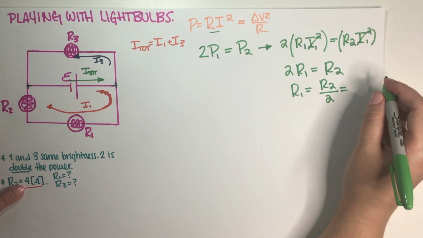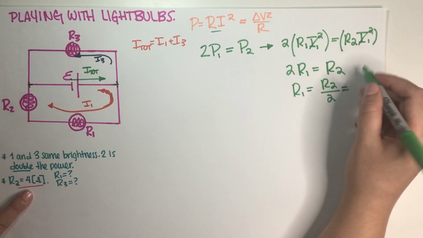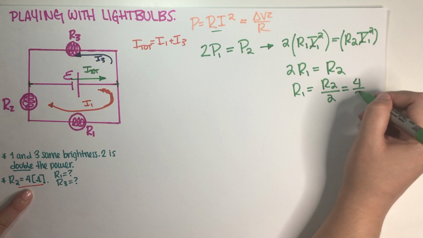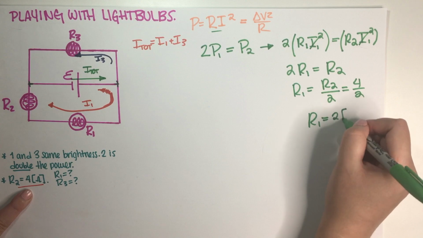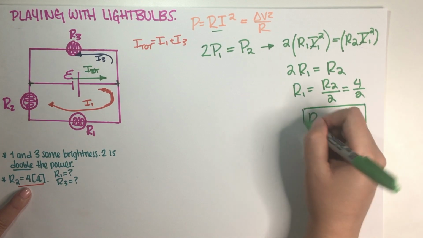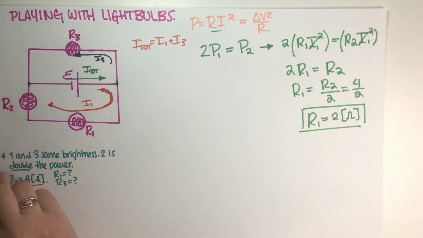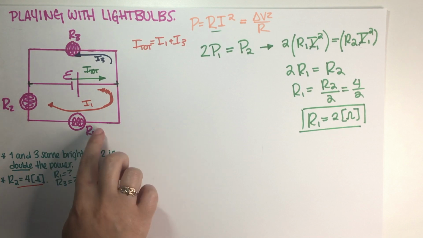And we do have the value for R2, which is equal to 4. So this is just 4 divided by 2. So R1 is equal to 2 ohms. Final answer. There we go. So this is 2 ohms.